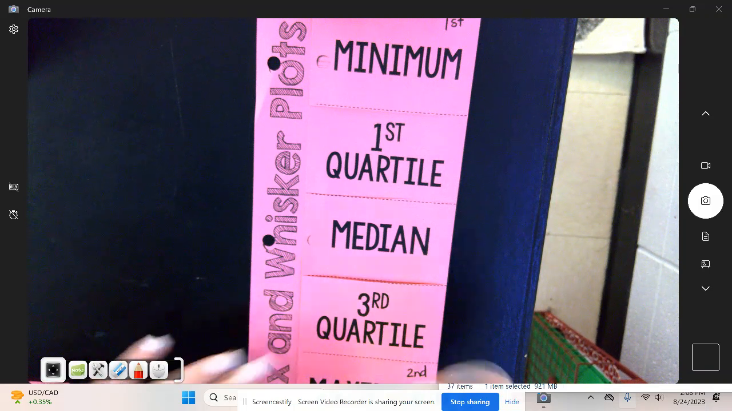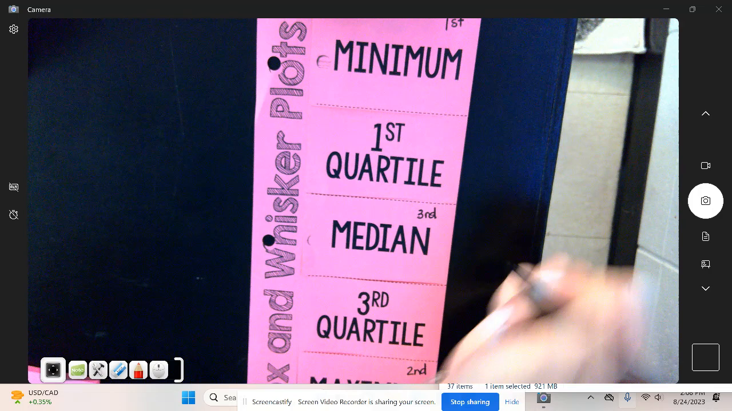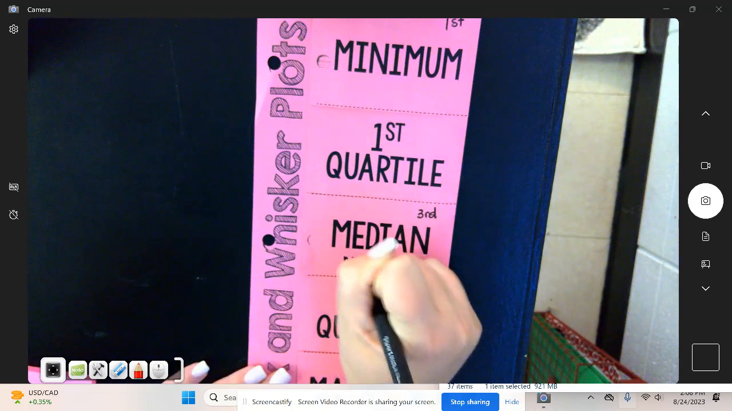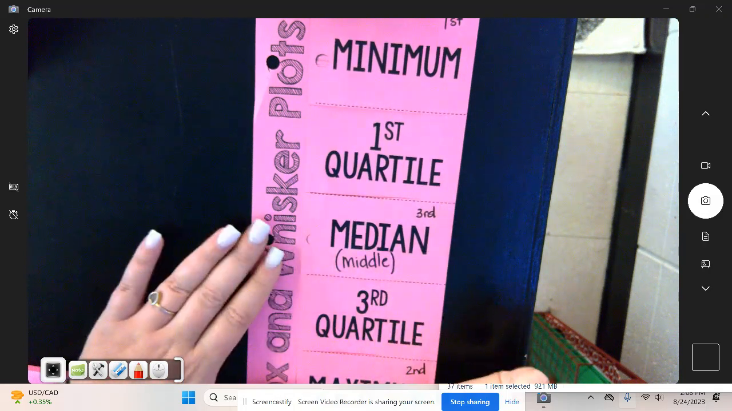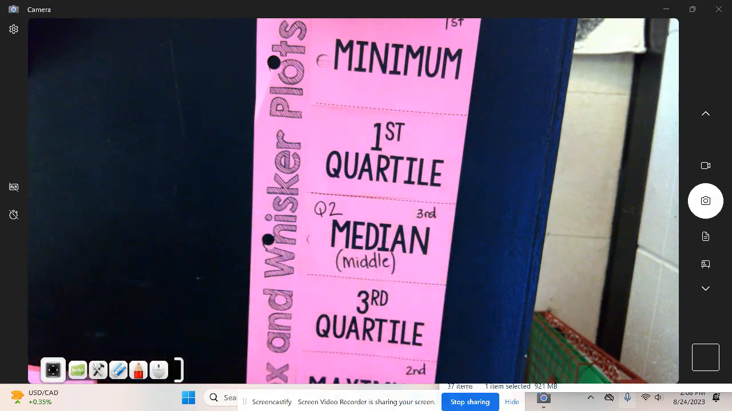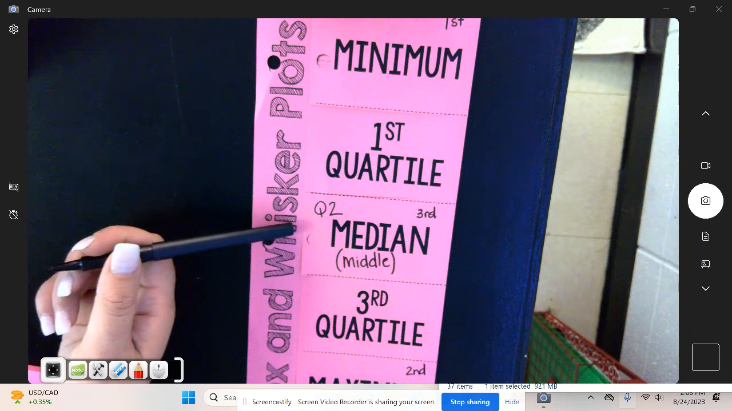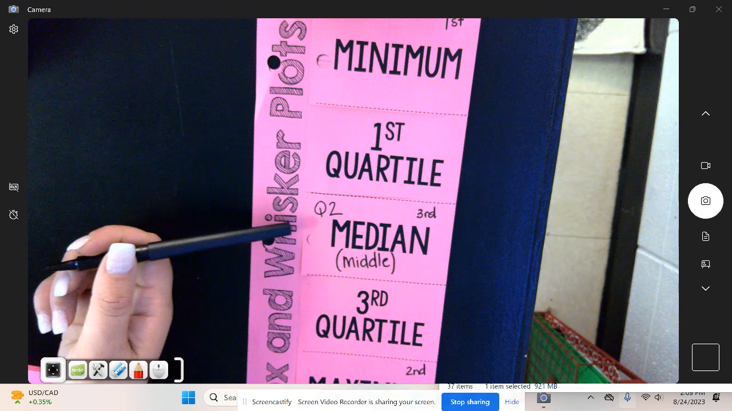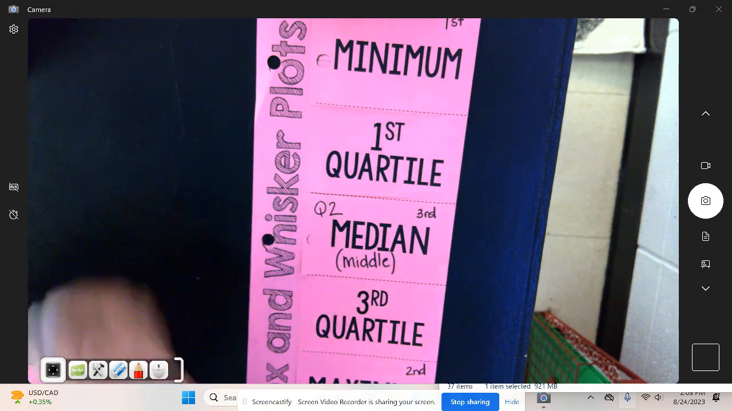The third number you find is the median. And we've been talking about the median. What's another word for median? The middle. Sometimes you'll hear it referred to as Q2 or quartile 2. And we know how to find the median. We have to put the numbers in order from least to greatest and go back and forth until we find the number in the middle. If we end up with 2 numbers in the middle, what do we have to do? Add them together and divide by 2.